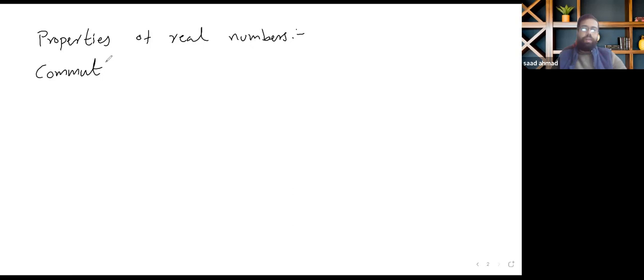So let's look at some properties of real numbers. In the properties, the first one is the commutative property.